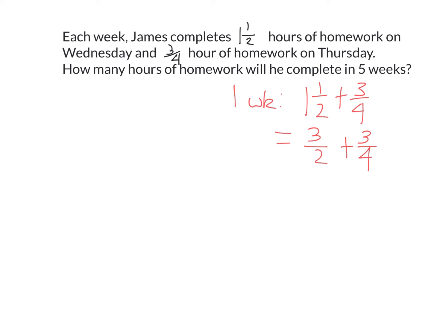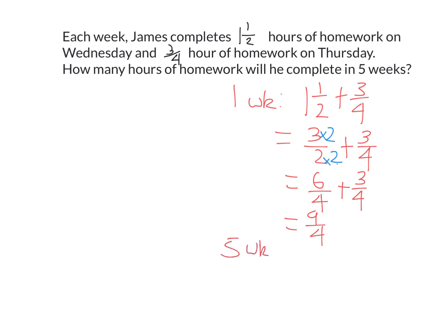So to add these two together, they have to have the same denominator. So I'm going to times top and bottom by 2. If I times the denominator by 2, this will have denominator 4, and I can add them together. So because I'm timesing the bottom by 2, I must also times the top by 2. What you do to the bottom, you must do to the top. So 3 times 2 is 6. 2 times 2 is 4. I have 6/4 plus 3/4, which is 9/4. So he does 9/4 hours each week. 9/4 is 2.25. So that's how much he does in 1 week.